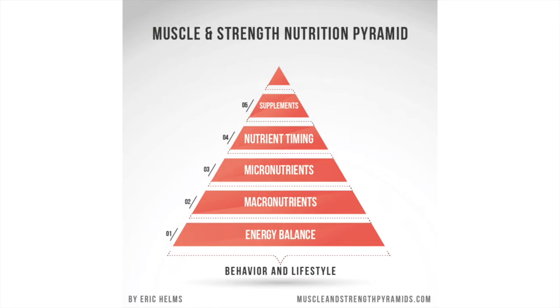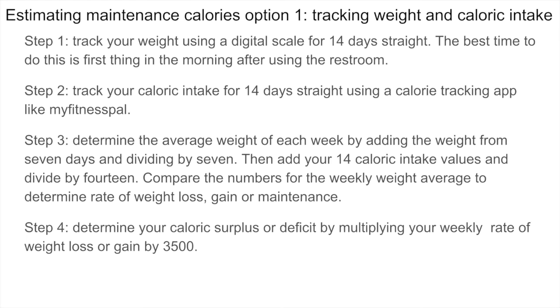So we've got two different options for estimating your maintenance calories. Option one is my preference, which is going to be tracking your weight and caloric intake. Step one, we're going to track your weight using a digital scale for 14 days straight. You're going to do that first thing in the morning, right after going to the bathroom. We're just going to do that at that time so that we get a consistent read, consistent data throughout that entire time.